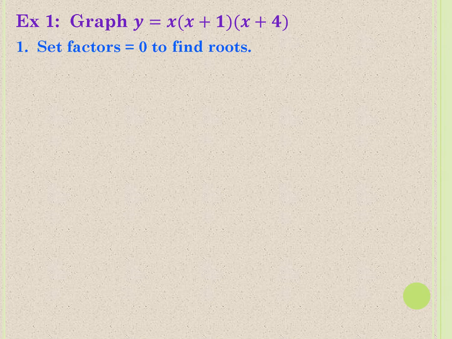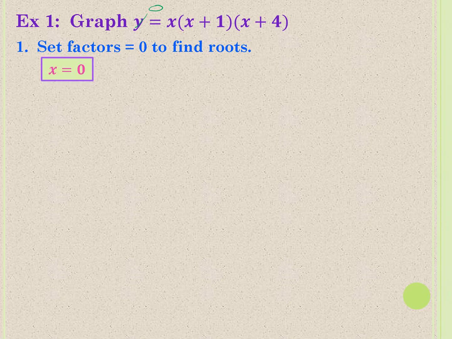So first step, to find the roots. We know when we find the roots, that means we make the equation equal to 0. Now, lucky for us, this is already in factored form. So we just have to set the factors equal to 0 to find the roots. However, if it was in standard form, we'd need to factor it and then set each factor equal to 0. But we don't have to do that this time.